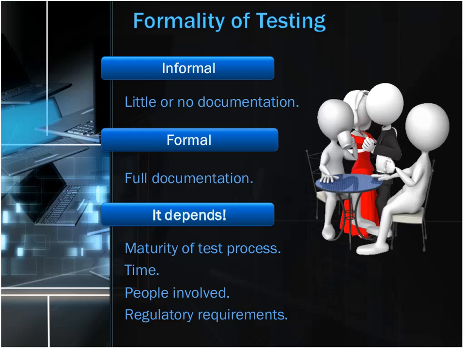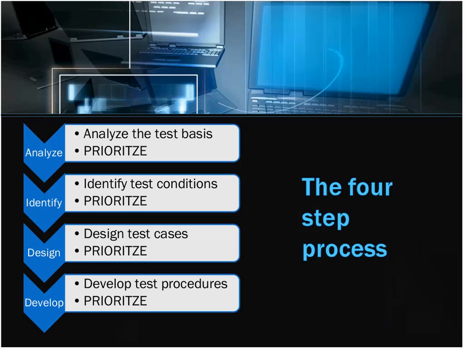So there is no right or wrong in the formality of testing as it applies to the application development lifecycle. There is still a process, and that process is to analyze the test basis, and then we prioritize that test basis. We identify the test conditions, and we prioritize those. Then we specify or design the test cases, and we prioritize again. And finally, we develop the test procedures and prioritize the test procedures.